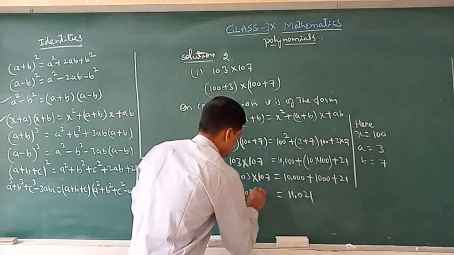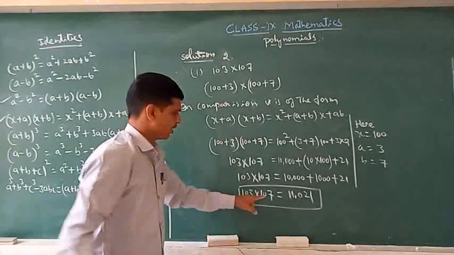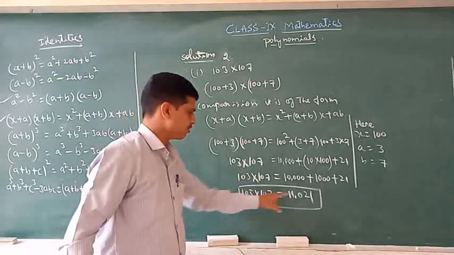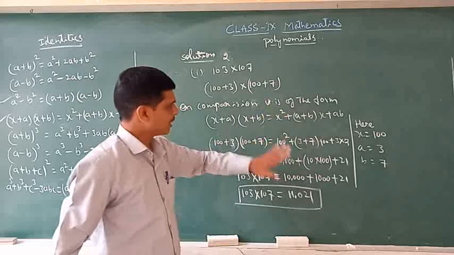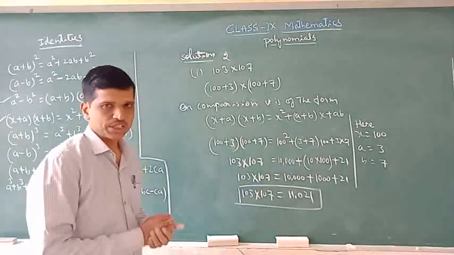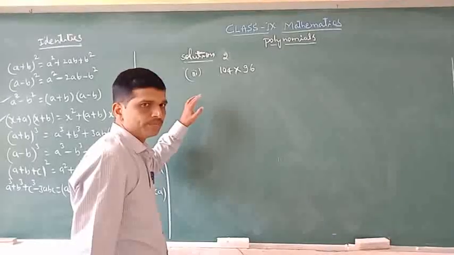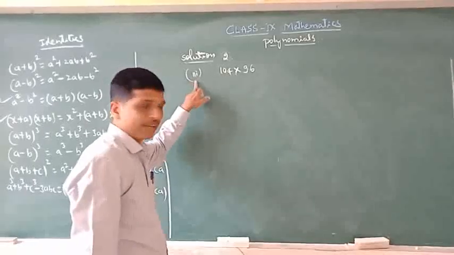Therefore, your answer for 103 into 107 becomes 11,021. Without multiplying directly, I applied the identity. So this is the very simple solution. In the same way, consider the identities. Next, I will take the second one, then the third one.